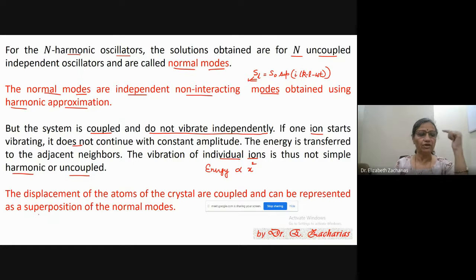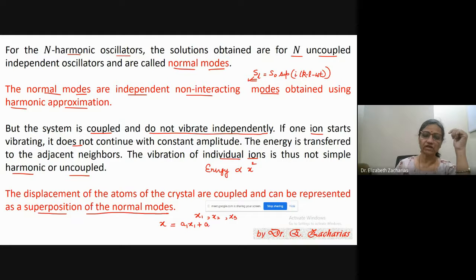Because they are coupled, you can say that a superposition of normal modes will represent the actual motion, the actual wave. What is the meaning of superposition? Let us say x1, x2, x3, etc. are some solutions for some problem. Then superposition means the solution x will be a1 times x1 plus a2 times x2 plus a3 times x3. This is called superposition.